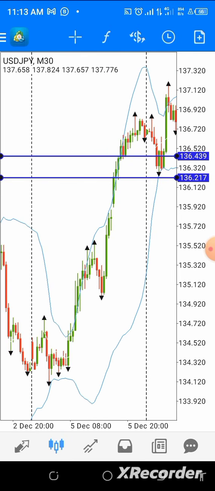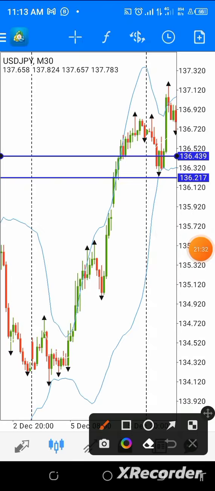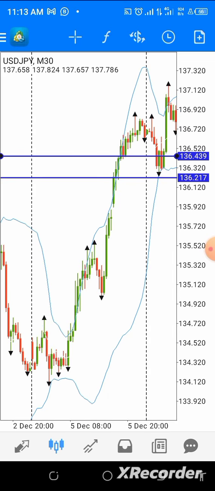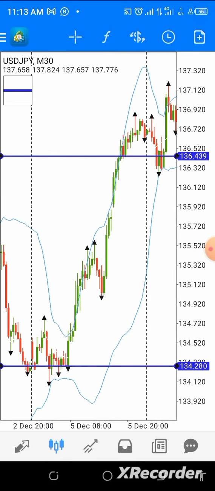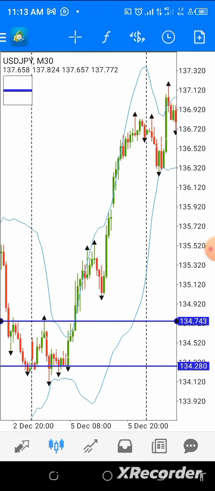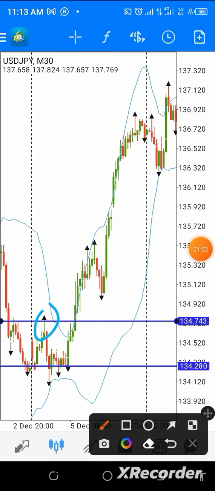This is a very good strategy around this place. I want to work on these two recent fractals. Before the move begins at all, these two recent fractals are already shown. Then you draw your trend line around this place, then you draw a second trend line around this place. This is your sell fractal, and this is your buy fractal.